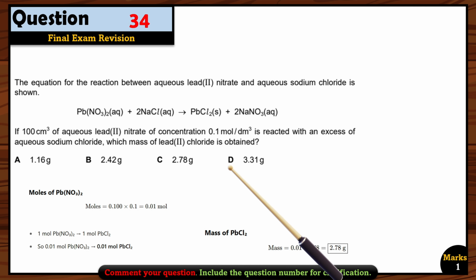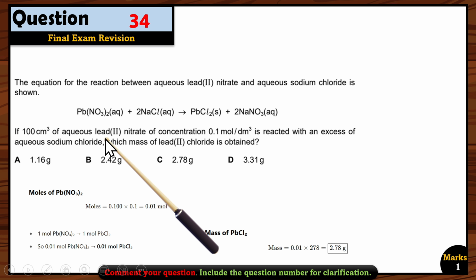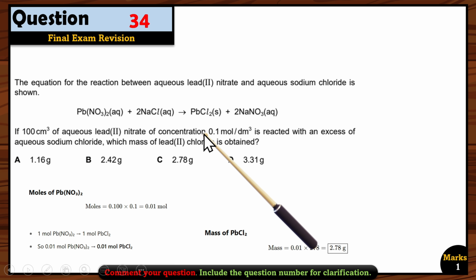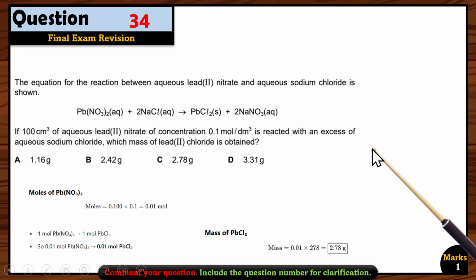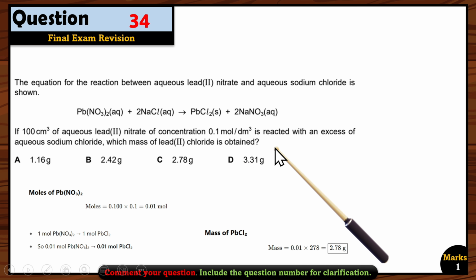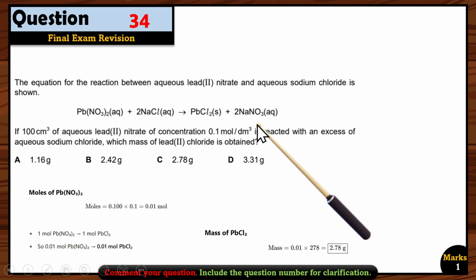Question 34. The equation for the reaction between aqueous lead nitrate and aqueous sodium chloride is shown. This is the equation. If 100 centimeter cube of aqueous lead nitrate of concentration 0.1 mole per dm cube is reacted with an excess of aqueous sodium chloride, which mass of lead chloride is obtained? Simple. Now you are given the solution. Now let's see one by one which information is given and which we have to find.